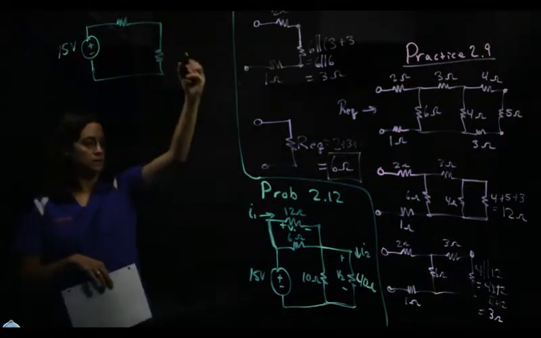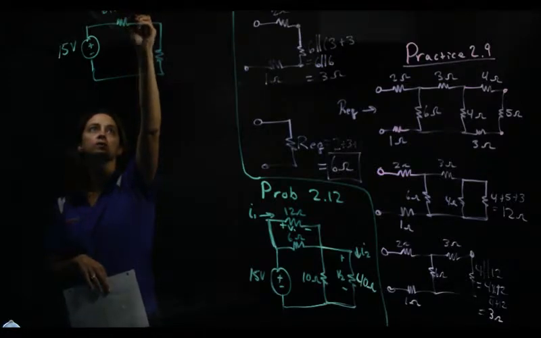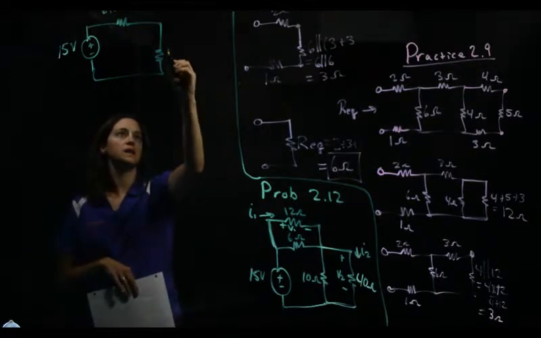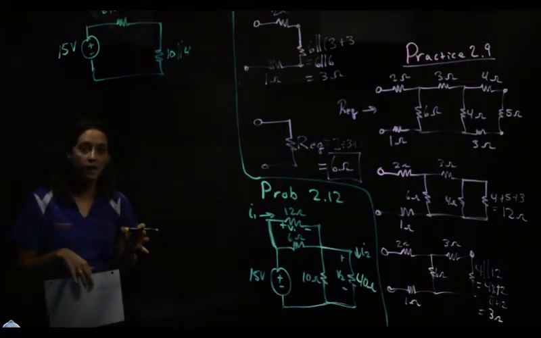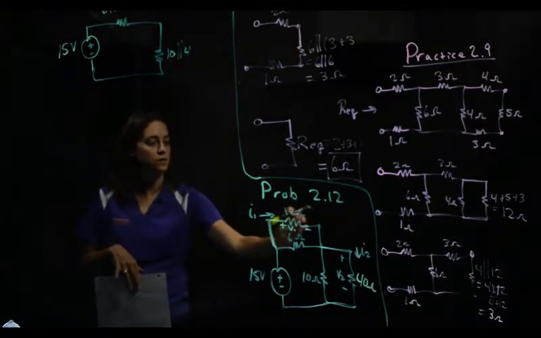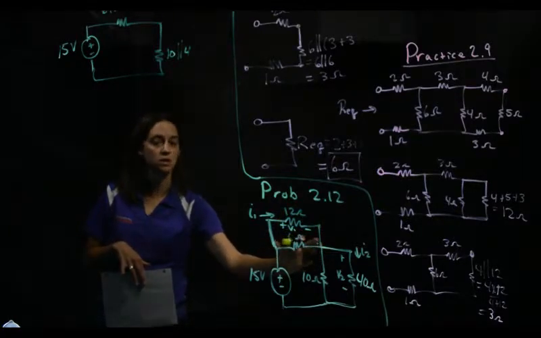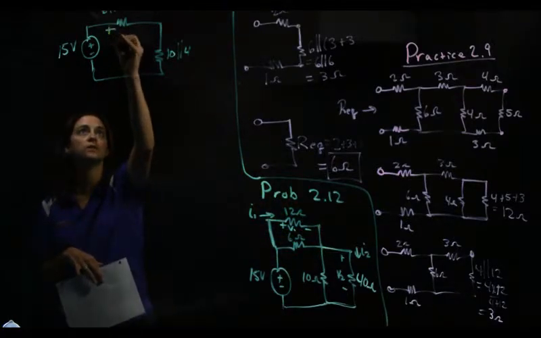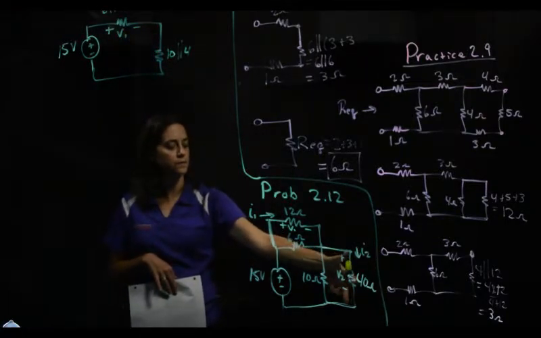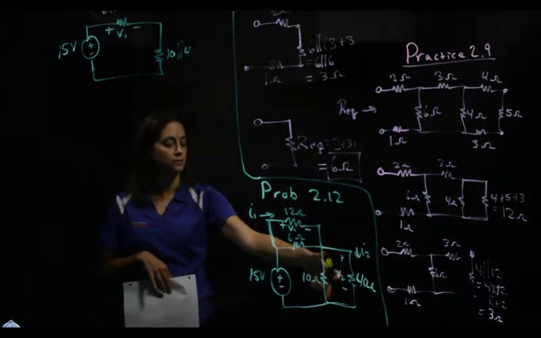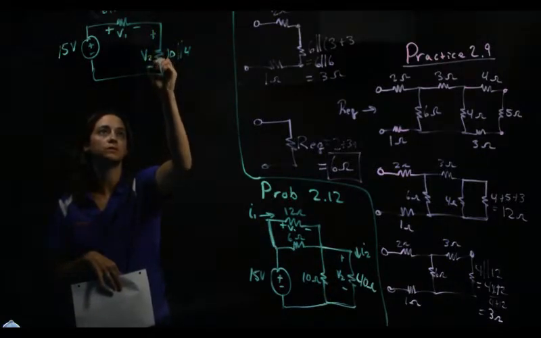15 volts. This will be 6 in parallel with 12. And this resistor will be 10 in parallel with 4. Now remember, things in parallel have the same voltage. So the voltage V1 that appears across here also appears across here because it's between these two nodes. So we still have voltage V1 right here. Same thing for voltage V2. These two are in parallel. So my voltage V2 is still right here across these two nodes.